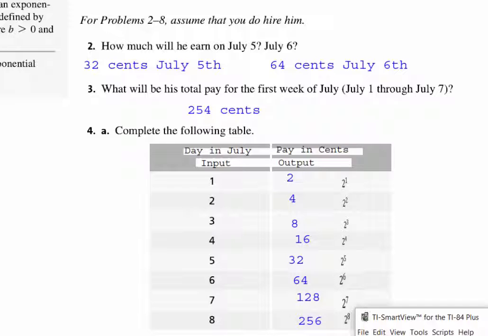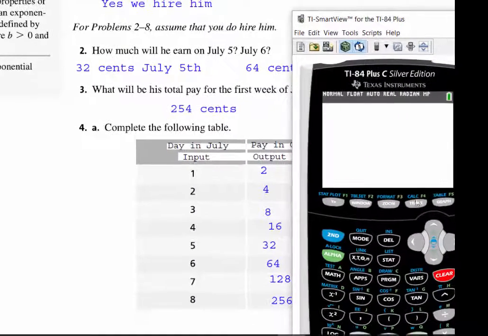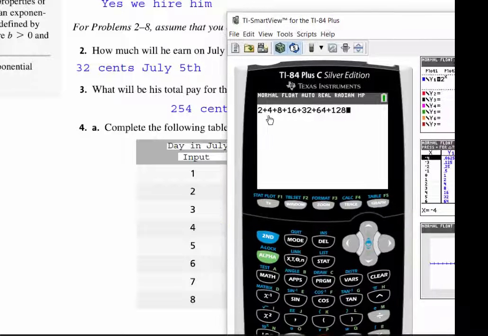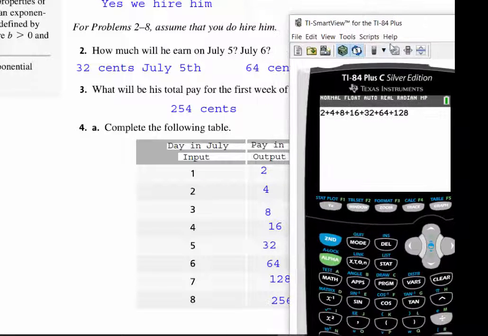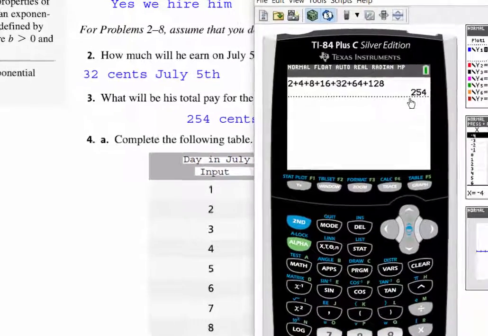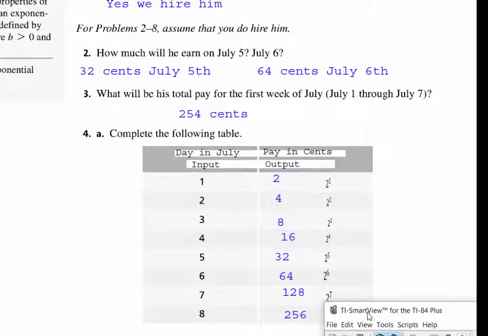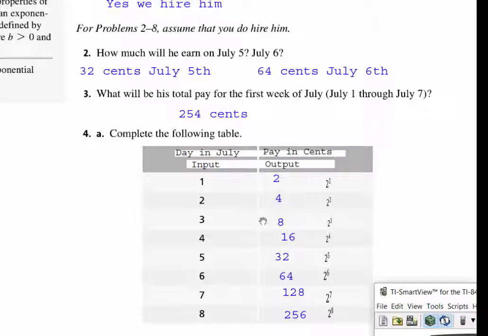So just to verify, I'm going to take my calculator out and actually add up the first 7 days' worth of pay. So I believe that was 2 plus the 4 plus the 8. Right? These are the values from the 1st, 2nd, 3rd, 4th, 5th, 6th, and 7th from my output table here. When I press enter, yes, 254 pennies or $2.54. So question 3 is done. Question 4 says complete the table. We've already done that. So we'll move to the next page.